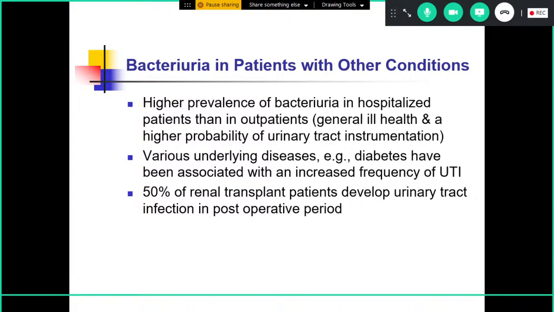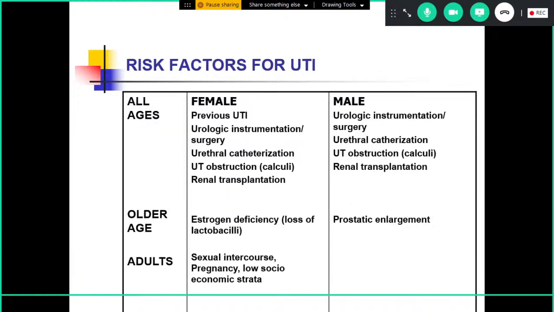Bacteriuria in patients with other conditions, certainly we see in hospitalized patients. It is very common, not only because of the general ill health, but also because of urinary tract instrumentation, catheterization, and various underlying diseases predispose to UTI. In renal transplant patients, 50% develop UTI in the post-op period, whether it is the presence of the catheter or immunosuppression, various factors contribute to it.